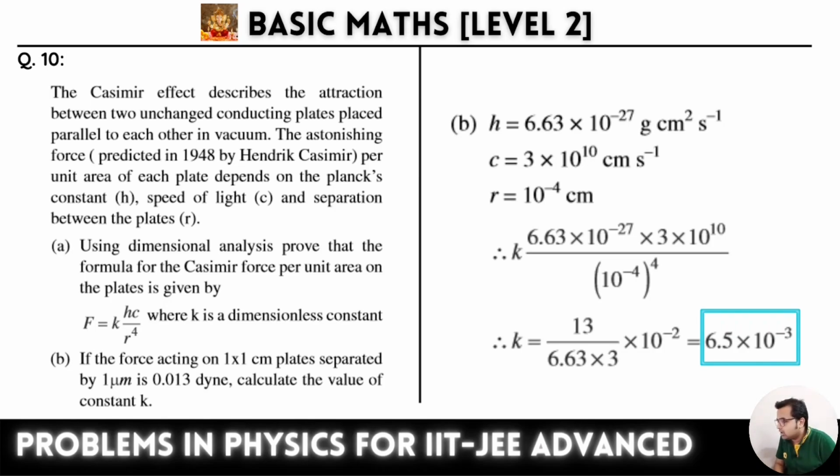So 3 into 10 to the power of 10 centimeter per second. R is given. What is R? As a separation. Separated by, so R is given to be 1 micrometer. So when you convert it into centimeter, we get 10 to the power of minus 4 centimeter. Here you just put the values in the formula, so you get the answer. So basic calculation that you can practice and you can get the answer. So the value of k. Wonderful. So hopefully this is also done. Now let's jump into the next problem.